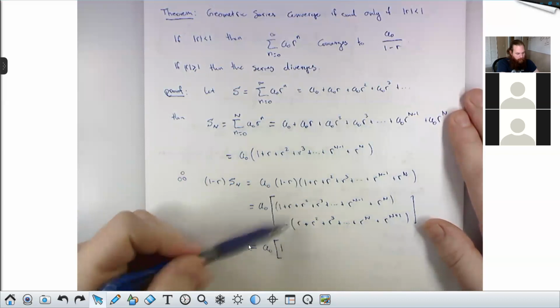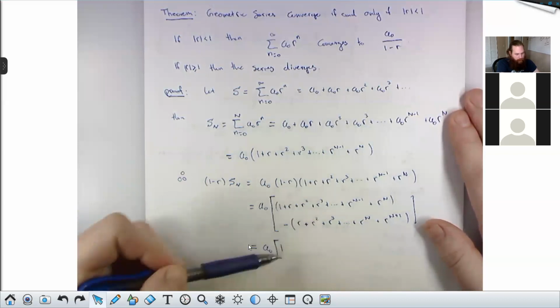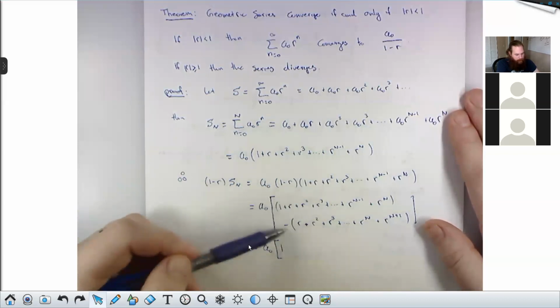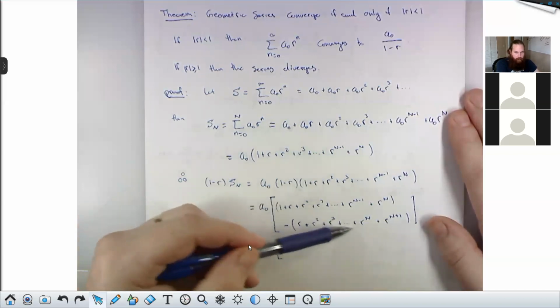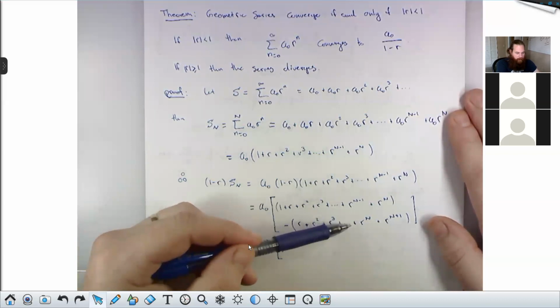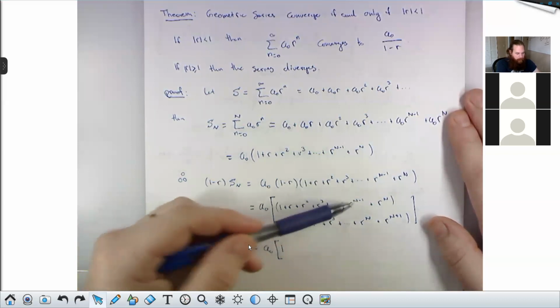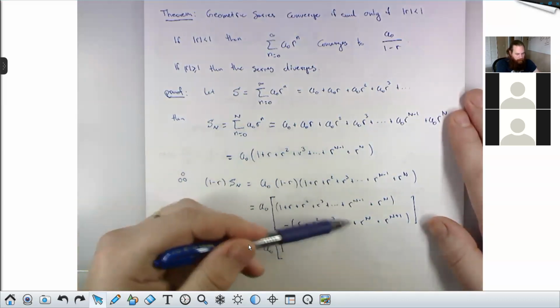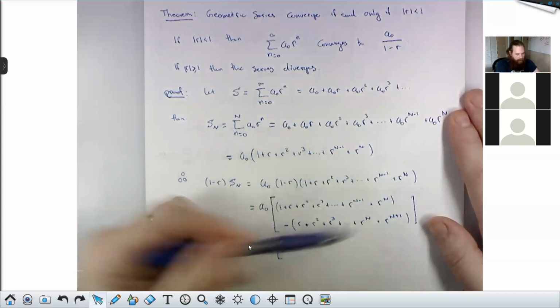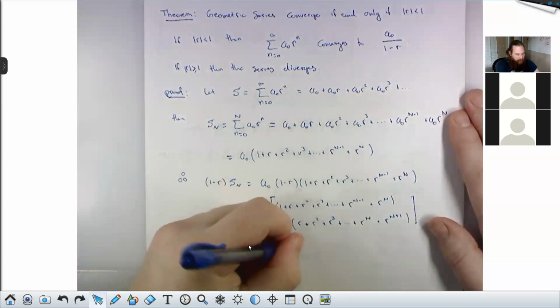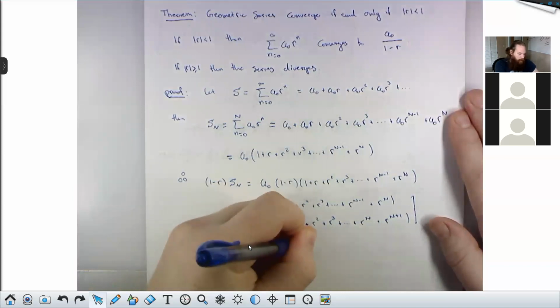So the R's go. I'll have R squared minus R squared. Those will go. R cubed minus R cubed. Those will go. The term right before this one in the dot dot dots is R to the n minus 1. So I'll have R to the n minus 1 minus R to the n minus 1. Those will go. R to the n minus R to the n. Those will go. So the only things that don't cancel are the 1 and R to the n plus 1.